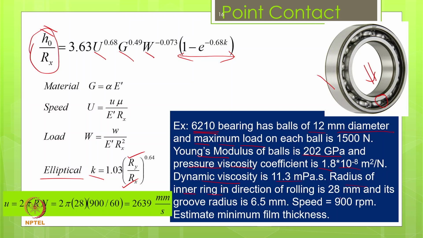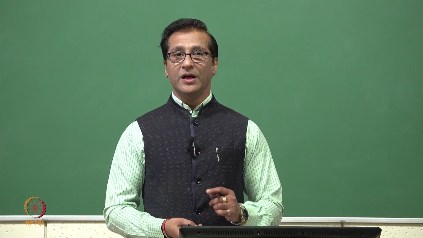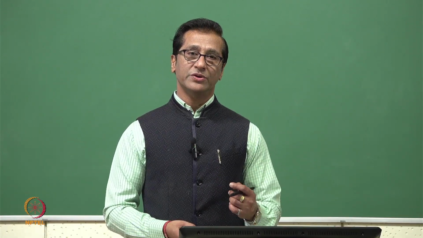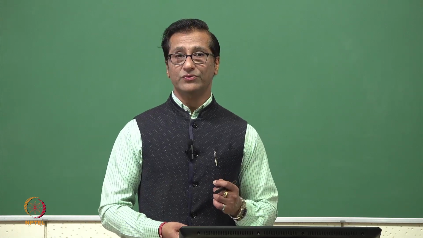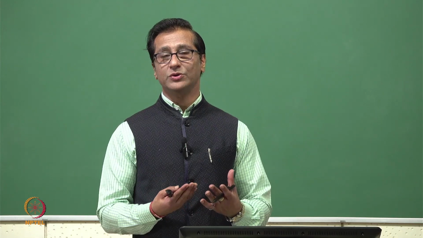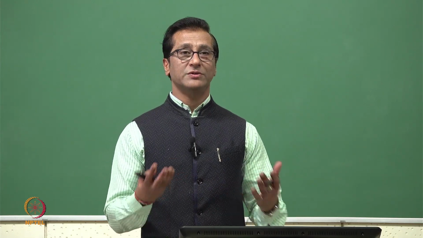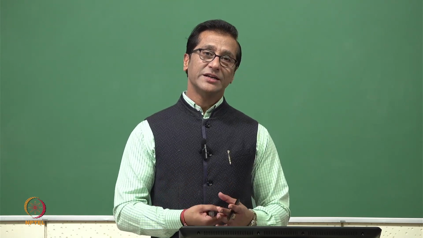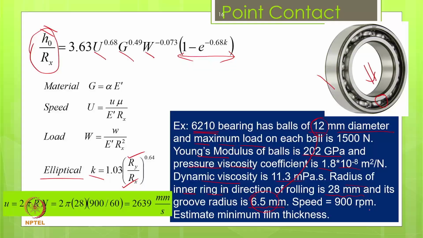Radius of the inner ring has been given as 28 mm, and its groove radius in the perpendicular direction is 6.5 mm. So in the rotating direction it is 28, and in the tangential or perpendicular, axial direction, it is 6.5. Now this 6.5 needs to be slightly bigger than the ball radius, because the race has to accommodate the ball. Naturally the radius of the groove has to be more than the ball radius, otherwise it will not get accommodated, it will not fit into the slot. So that has been given.